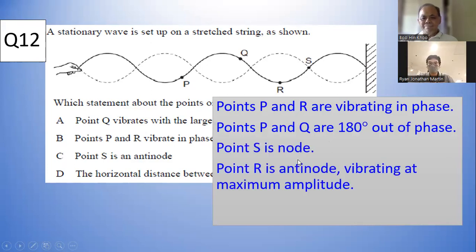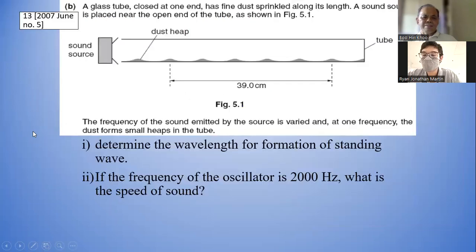Ken? Anything not clear? No, I'm clear. Okay, this is one of the questions that came out in the past year paper, 2007 June number 5. What's the answer?